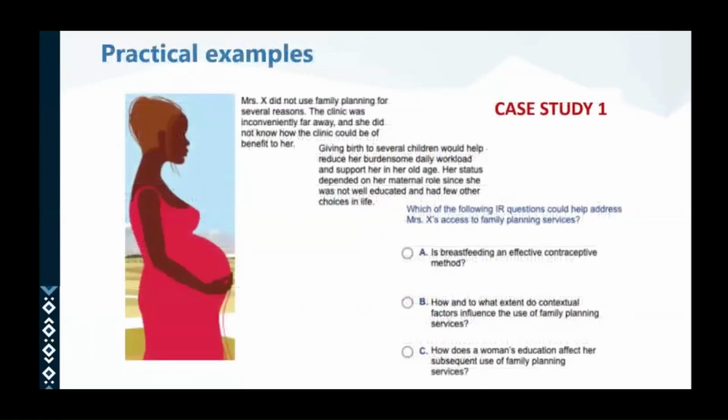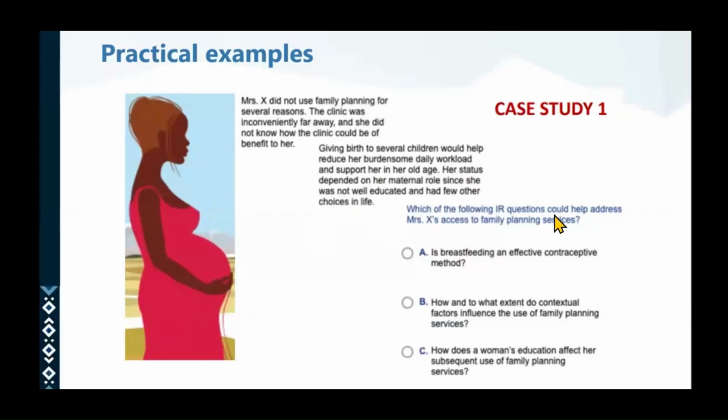So we're going to have a practical example. In this case it is Mrs. X. Mrs. X did not use family planning for several reasons. The first of which was that the clinic where she had to get her family planning was far away. And also she did not know how the clinic would benefit her. Mrs. X has not used family planning and now she has given birth to several children. Giving birth to several children will help reduce her burdensome daily workload and support her in her old age. Her status depended on her marital role since she was not well educated and had few choices in life.